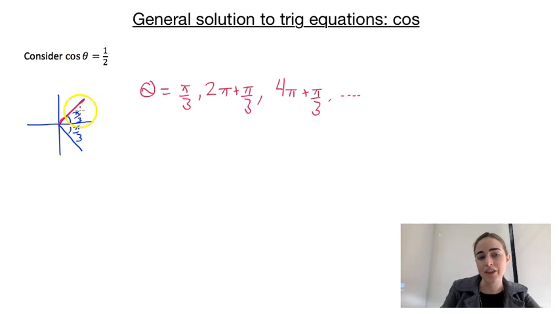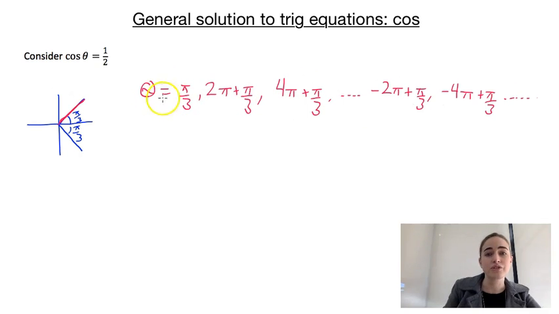If we went the other way, a whole revolution would be minus 2 pi, but then we've got to come back this way. So we'd have minus 2 pi plus pi on 3. If we did another revolution, we'd have minus 4 pi plus pi on 3. And we could keep going there as well.